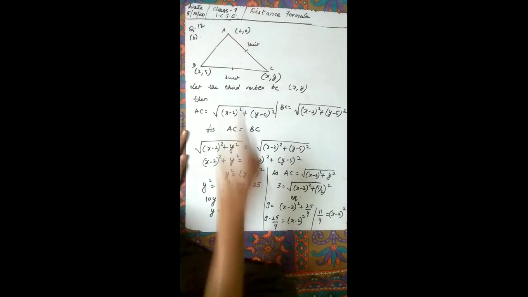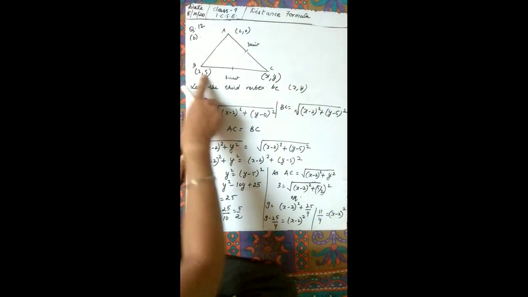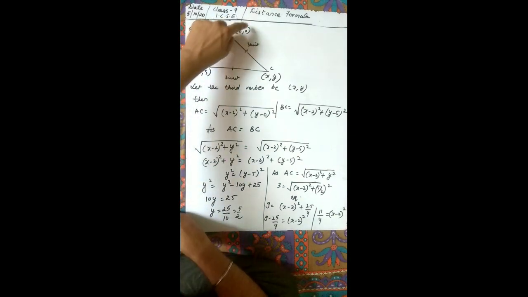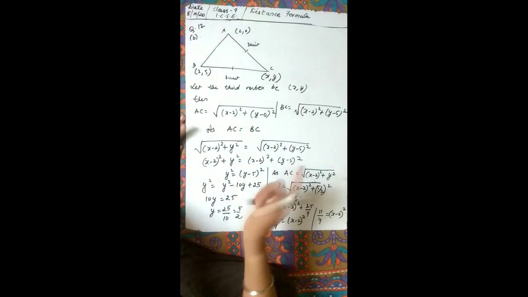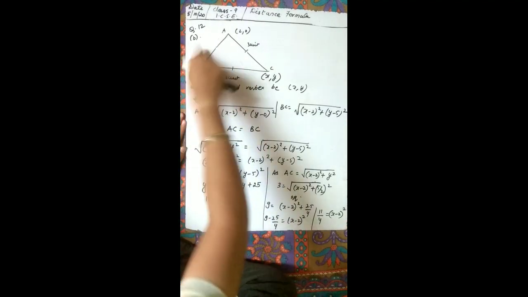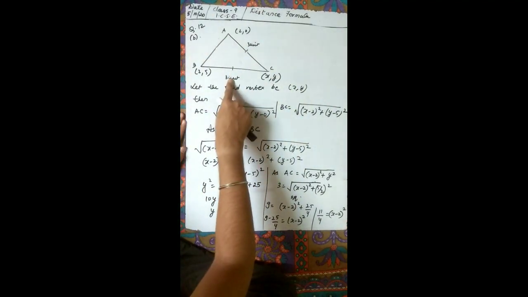So these two coordinates are given. Let us consider the third vertex to be (x, y), and the equal sides are 3 units. We cannot consider this side as 3 units. Why? Because we can easily find its distance: 2 minus 2 is 0, and 5 minus 0 is 5. 5 squared is 25, root 25 is 5. So it cannot be equal to 3. So automatically this and this will be 3.